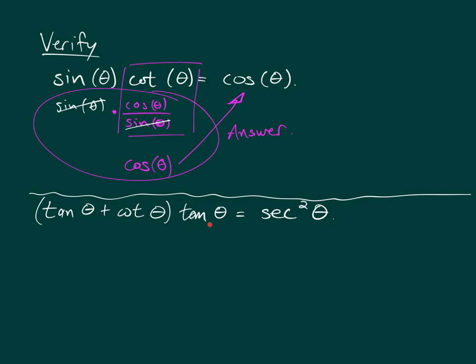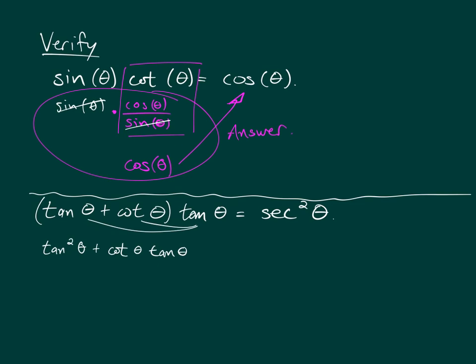I guess the only thing we can do first over here is multiply tangent times tangent and tangent times cotangent. Let's see what that looks like. So that'll be tangent squared theta plus cotangent theta times tangent theta. Now how does this help us? What can we do now?